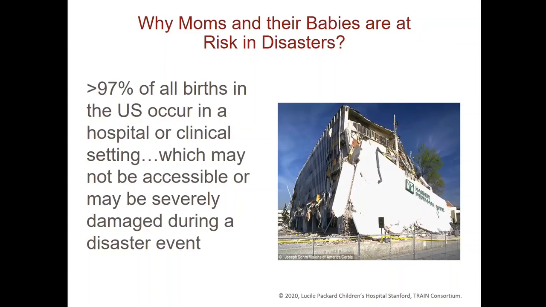So when Ron came up with this train idea, we realized right away on obstetrics we needed the same kind of thing. And the question is why? Well, in the United States, greater than 97% of births all occur in a hospital. And this picture you see of the Kaiser hospital is after the Northridge earthquake. So obviously no births are going to go on there, but next slide.